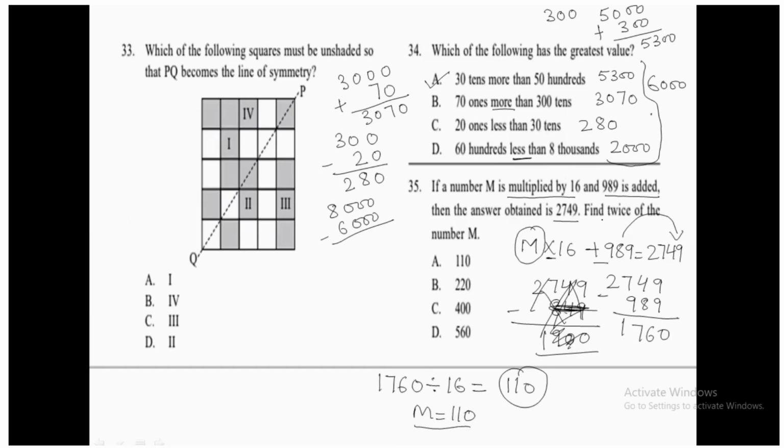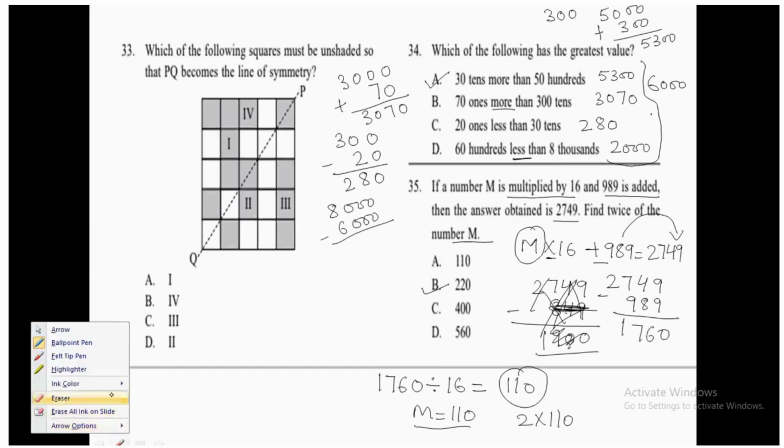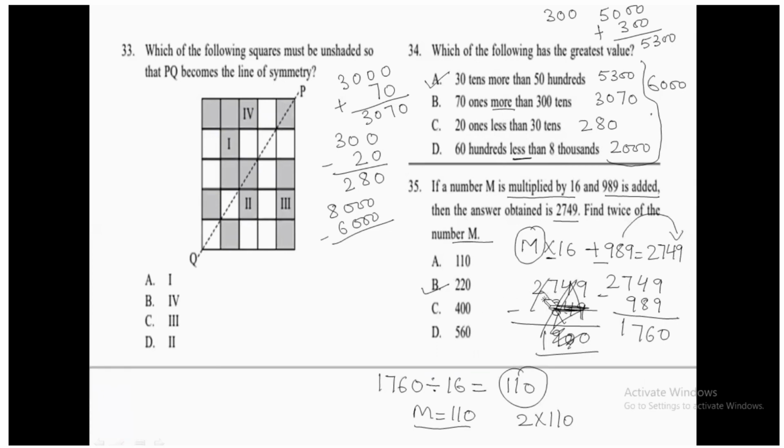Now the question is asking that you need to find twice the number m. So what will be the value of twice the number m? So we need to multiply 110 by 2, and when we are doing it, what are we getting? We are getting a number which is 220.